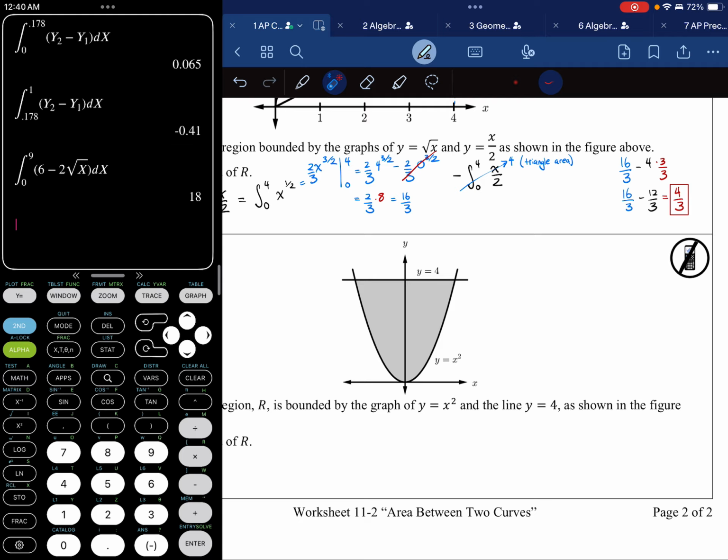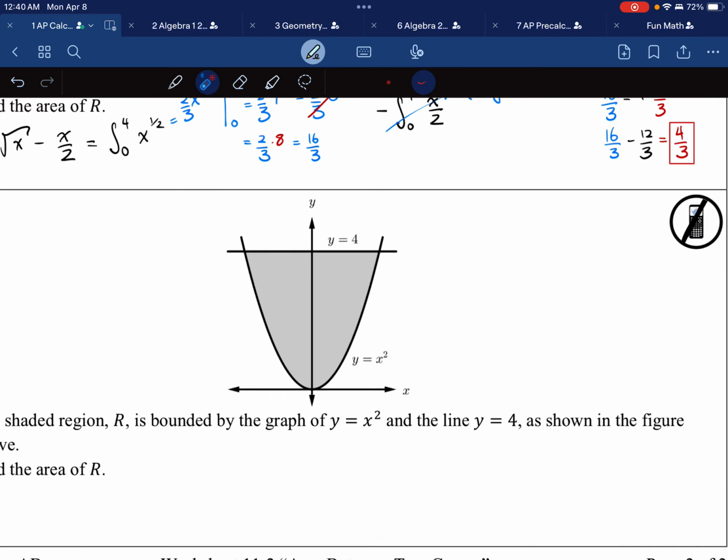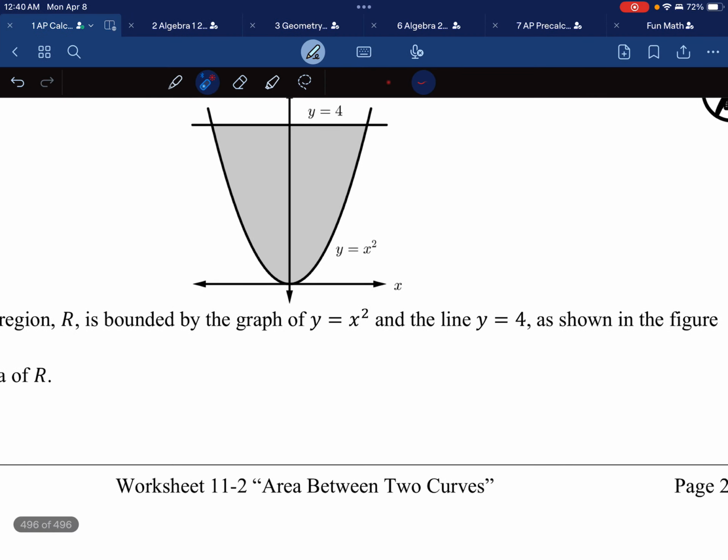I don't have a calculator for this one. Use the full room of the screen. What I'm going to do here is find this, a terrible line, but I can change that later to be in the right spot. Okay, right there.